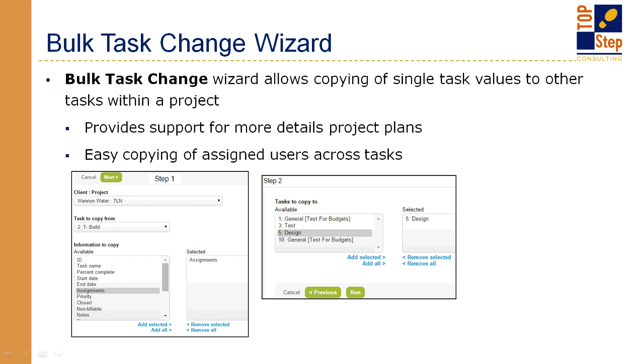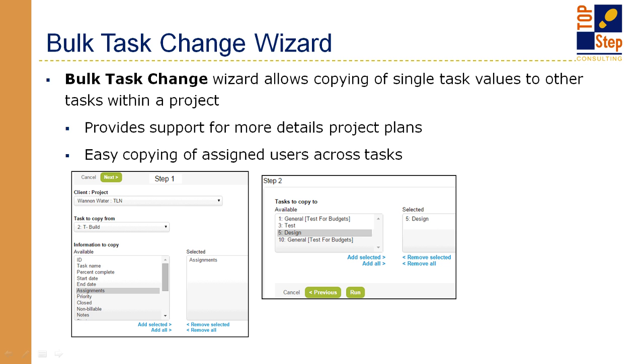So let's say you finish assignments on one task, and maybe your next task in that project is going to have the same assignment. So I can identify the project, I can identify the task that I want to copy from, and I can identify what I want to copy. So from my build task, I'm going to have the same people on my design task. So I'm going to pick assignments, select that, and click next. Then I'm going to go to step 2 and decide what task I want to copy to. Nice thing, you can make tasks non-billable, you can close tasks, you can change dates.